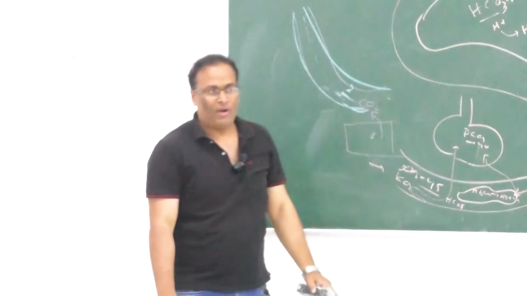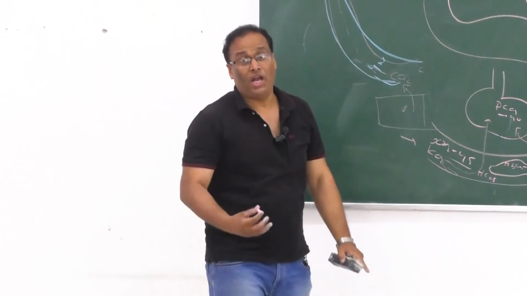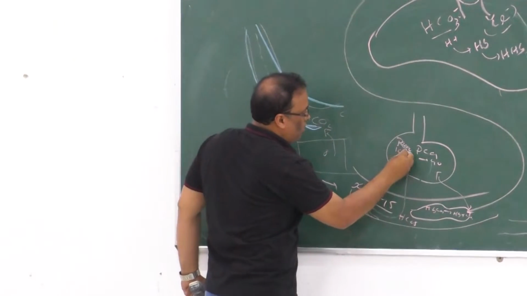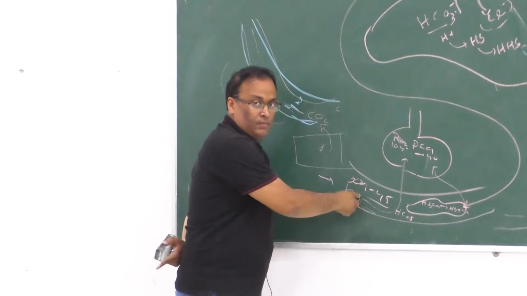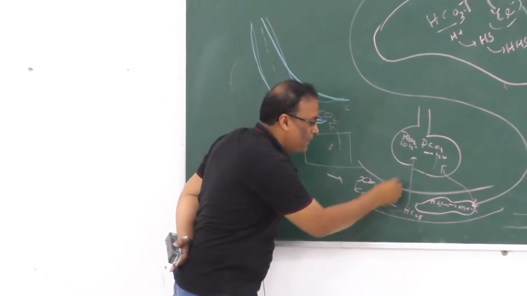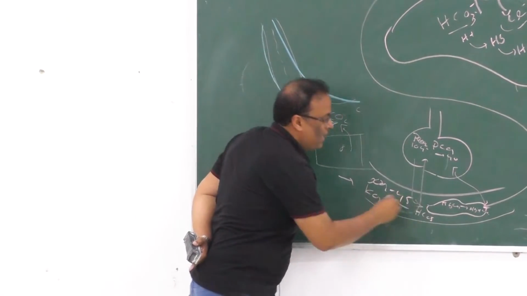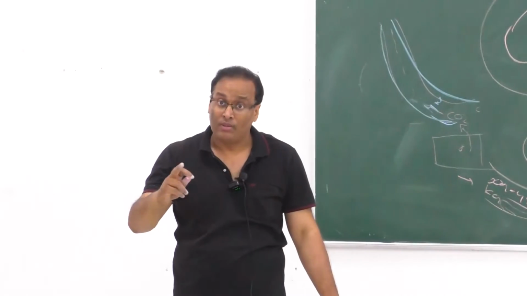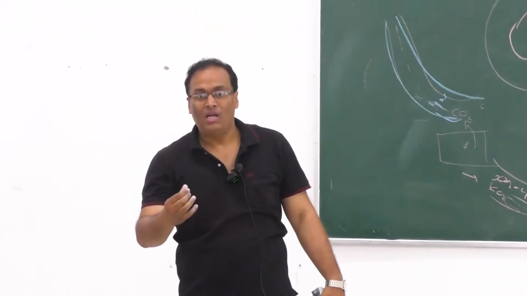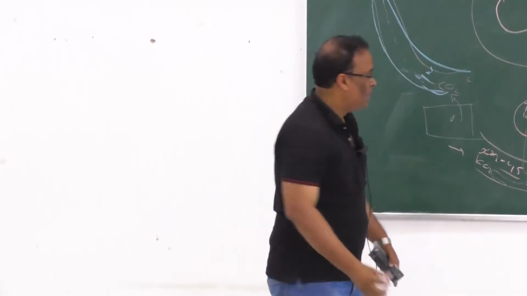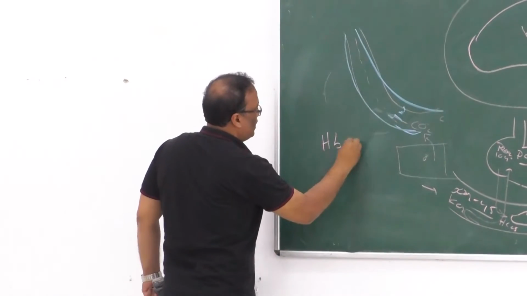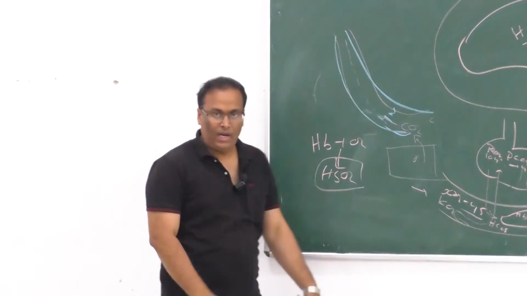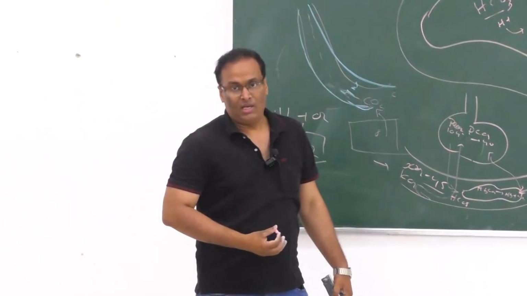Do you understand what is happening here? In the meantime, oxygen pressure here is 104 and there it is 40. Only 1 to 2% is dissolved, and the remaining 98% goes inside the RBC for oxyhemoglobin formation, and it will form HbO2.